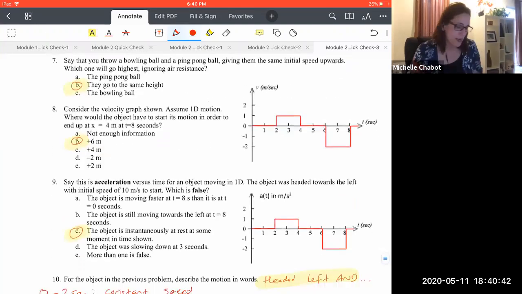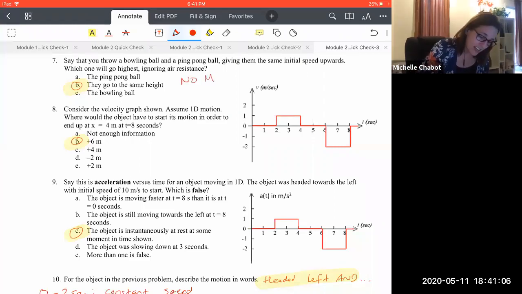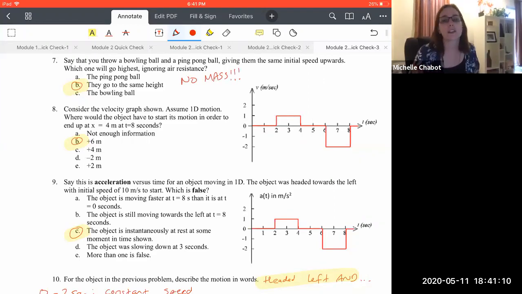For 7, say that you throw a bowling ball and a ping pong ball and you give them the same initial speed upwards. Which one goes the highest if we ignore air resistance? Well, I gave them the same initial speed. Their acceleration is the same because it's both free fall when we ignore air resistance. So negative 9.8 meters per second squared. And so they're going to go to the same height. Nothing we've done has involved mass at all so far. We won't get to things involving mass until we start talking about forces.